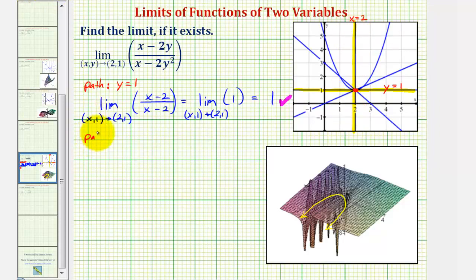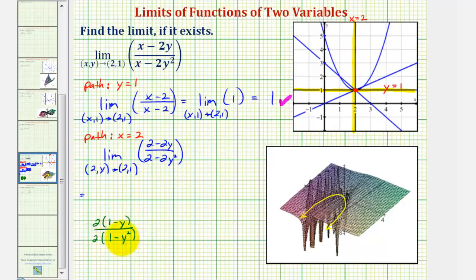So for the path x equals 2, we'll now substitute 2 for x. So we'd have the limit as (2, y) approaches (2, 1) of, so if we substitute 2 for x, notice how we'd have 2 minus 2y divided by 2 minus 2y squared. This is going to simplify. Let's do some algebra down here. If we factor out 2 from the numerator, we'd have 2 times the quantity 1 minus y. In our denominator, we'll factor out 2 as well, so we have 2 times the quantity 1 minus y squared.